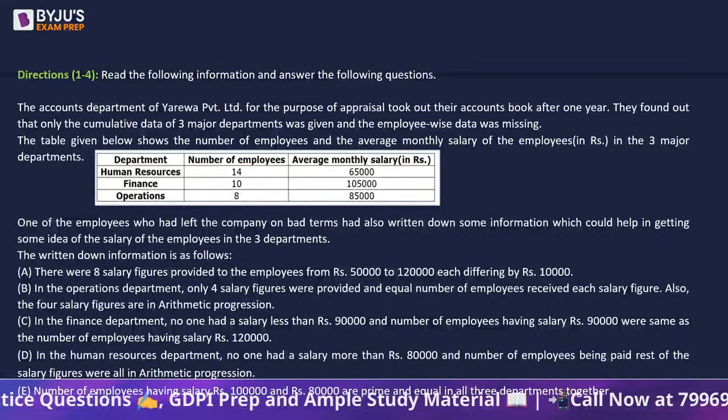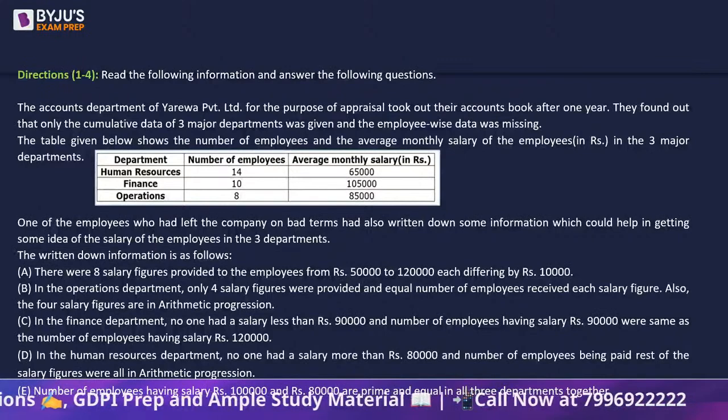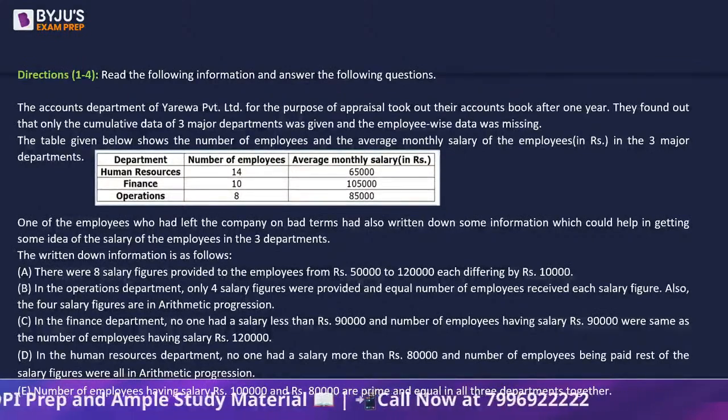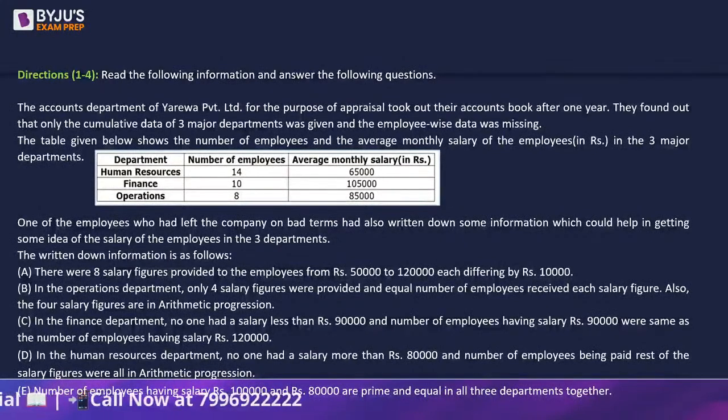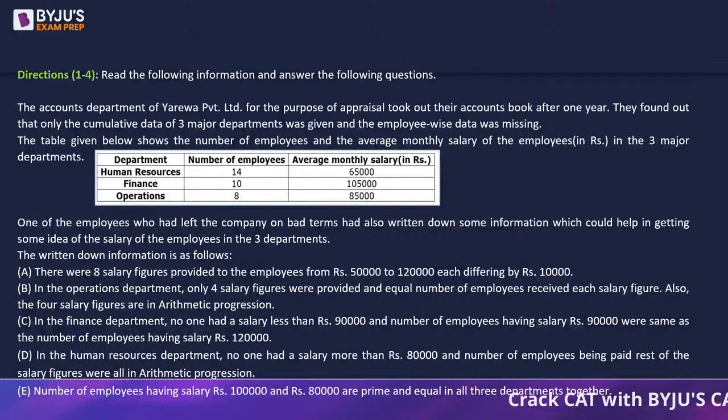Okay, so the set says the accounts department of Yareva Private Limited, for the purpose of appraisal, took out their accounts book after 1 year. They found out that only the cumulative data of 3 major departments was given and the employee data was missing. The table given below shows the number of employees and the average monthly salary of the employees in the 3 major departments.